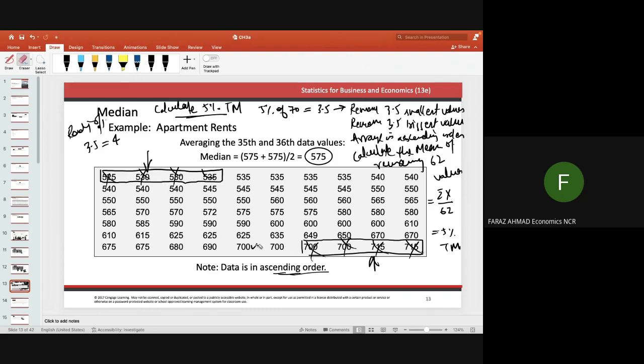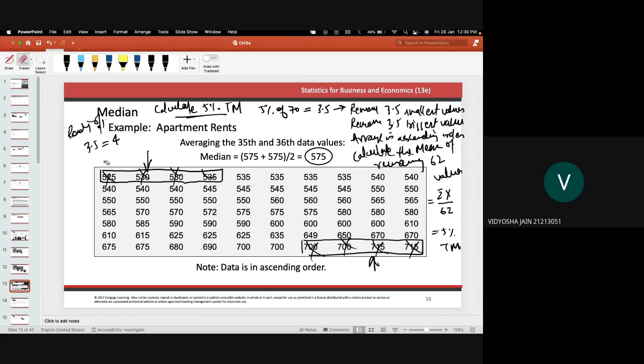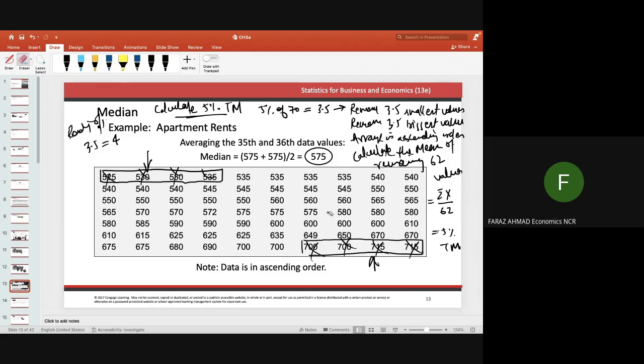Should I show you? Should I calculate it completely? No, we got it, I think. So if you want, I can do it, no problem. But if you got it, then it's okay. Yes, sir, it's fine. Right. So just calculate the mean of the remaining 62 values. That would be the 5% trimmed mean.